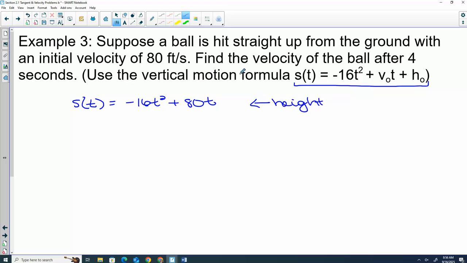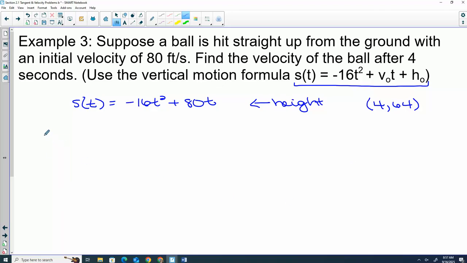Okay, I want the velocity. So velocity is a rate of change. It's like the speed. So a rate of change, that's like a slope. So we need to estimate the slope at 4 seconds. If my time is 4, can we figure out what the height is at that point? We plug a 4 in here, so it'd be negative 256 plus 320, so 64.